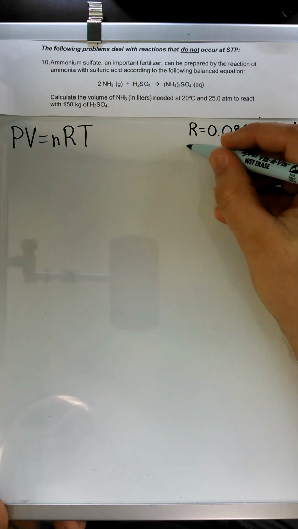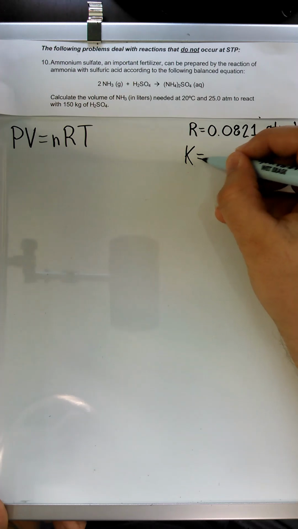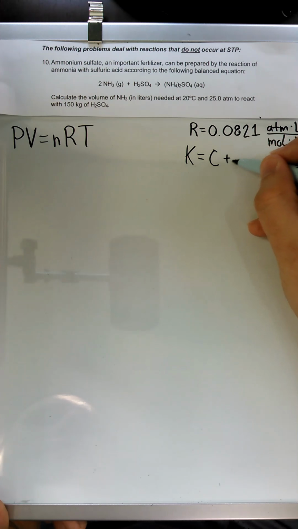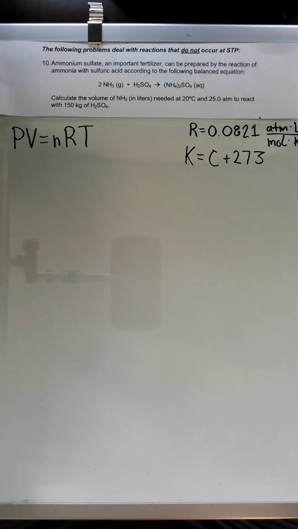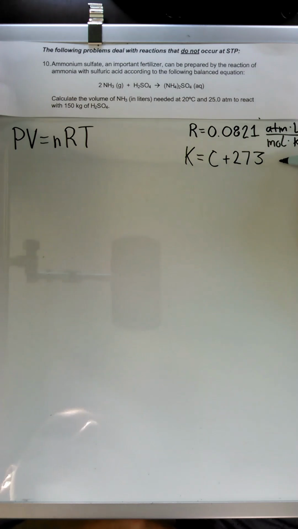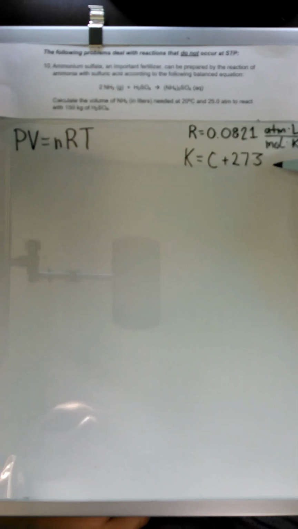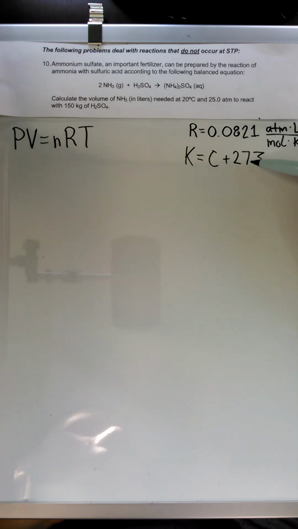So, if we are given a temperature in Celsius, we can convert it to Kelvin by simply adding 273 to that temperature in Celsius. Now, in some college courses, they might add 273.15, but for today's lesson, we're going to keep it simple and just stick with 273.